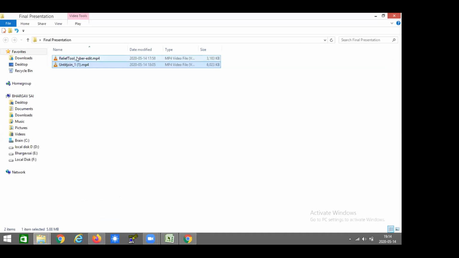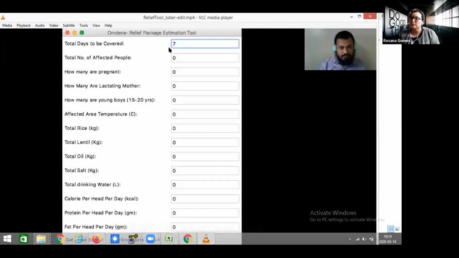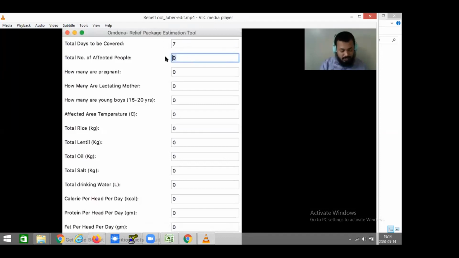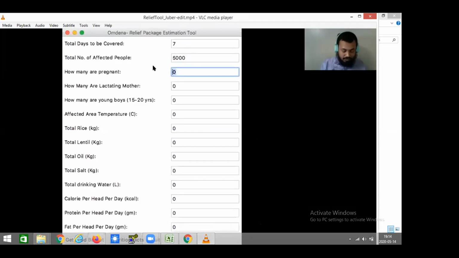Team, this is the food packet tool that Rosanna explained. This is the tool we developed. First of all, we have to put the number of days to be covered. We're interested in covering 7 days. And the number of affected people, say 5,000 people got affected. And how many of them are pregnant? You have to take the statistics, but say for our case, we put 40 lactating mothers, we put like 70. How many young boys?